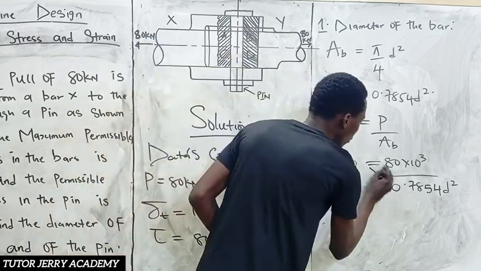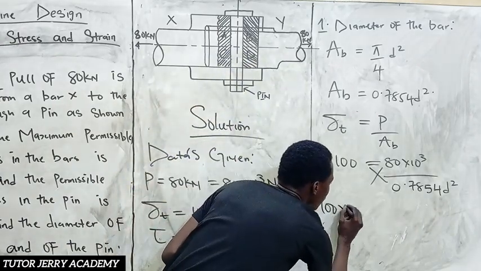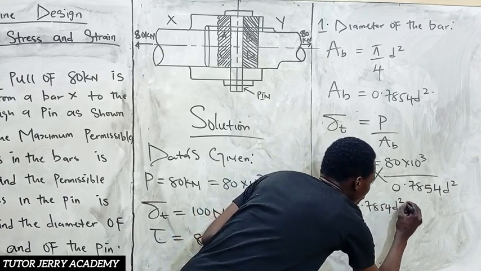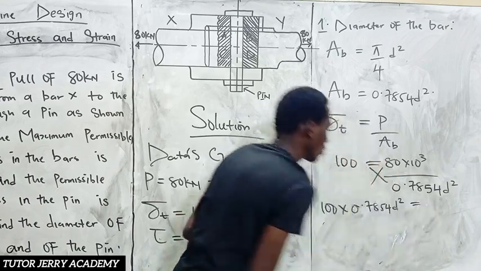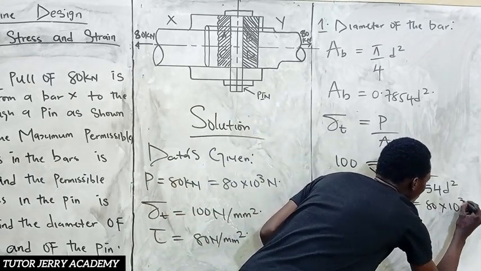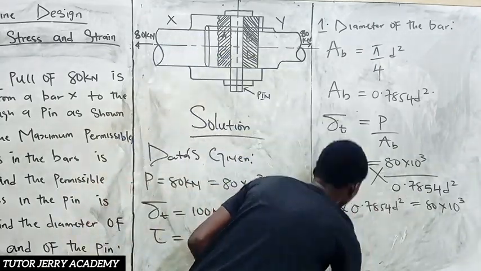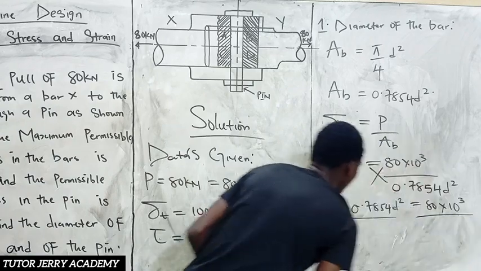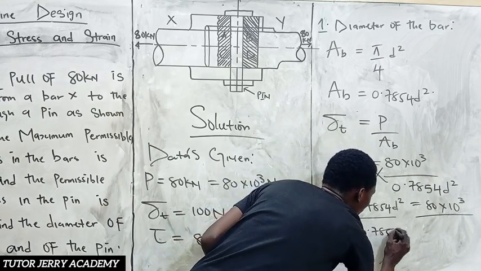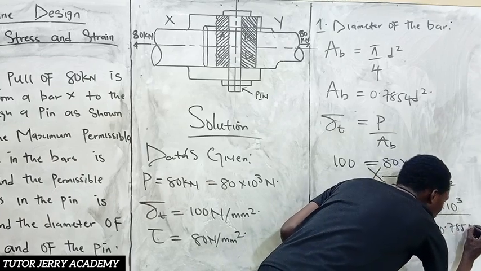So how do we do it? We can simplify by cross multiplying. So we have 100 multiplied by 0.7854 d square to be equal to 80 times 10 to the power of 3. So this is what we have. Next, of course, we can divide both sides by the coefficient of d square, having 100 times 0.7854.